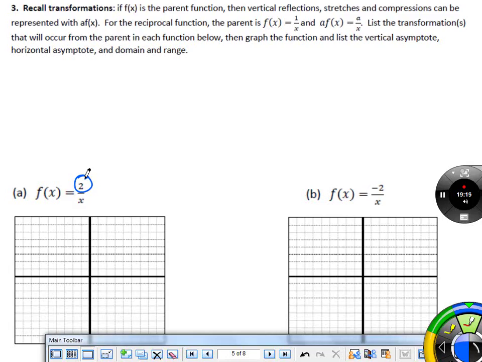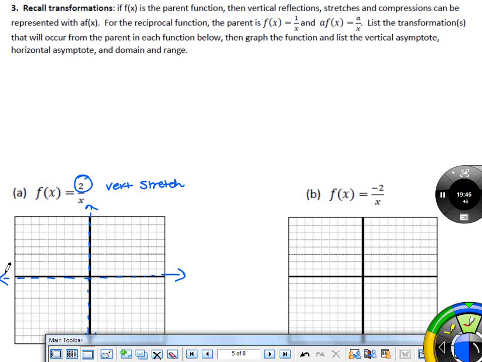Stretch, okay? Vertical stretch, right? Because it's not multiplying the x. It's multiplying where the a value would be, or the y values afterwards. So this is a vertical stretch. Since there's no shifting or anything like that, your asymptotes are going to stay in the same place as your parent function.